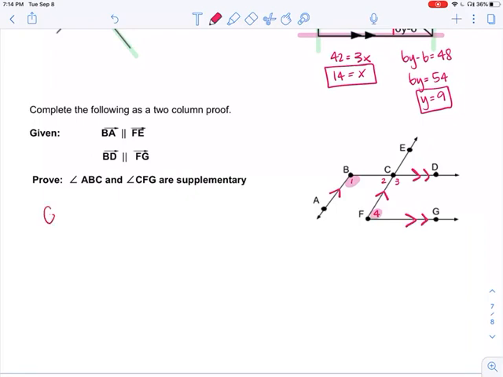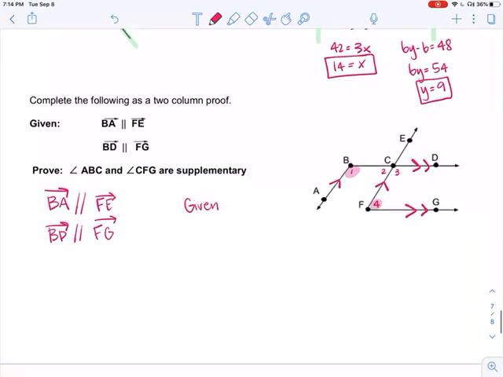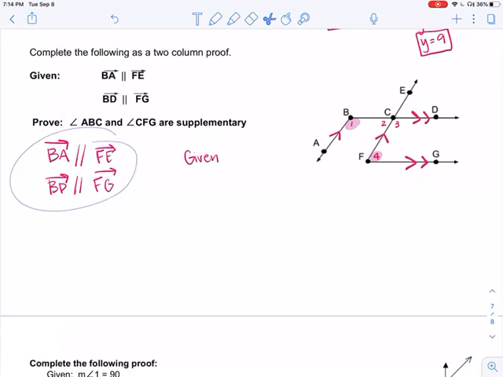So we have our given statement that BA is parallel to ray FE and BD is parallel to ray FG. I'm going to go ahead and put both of those, and that is given. All right, so once we've got this statement, I can move down to the next set. All right, here is step 1 and step 1.